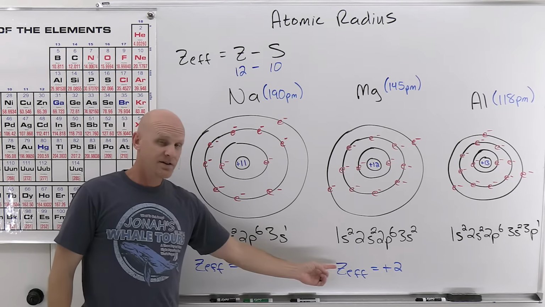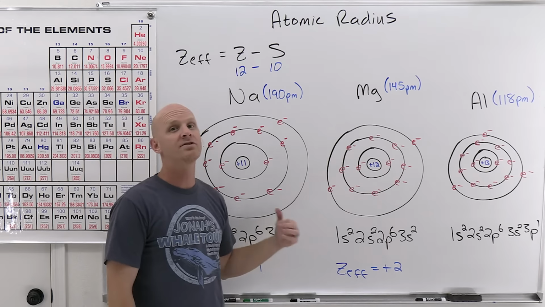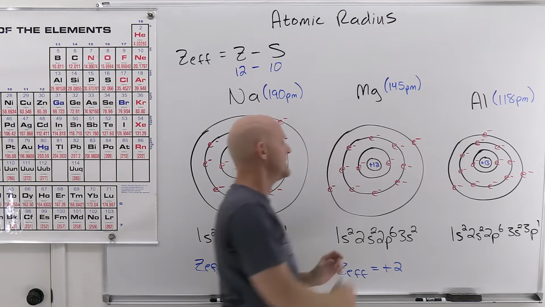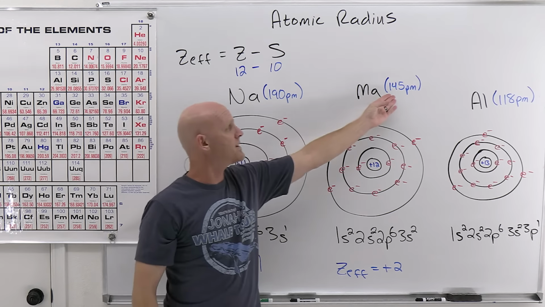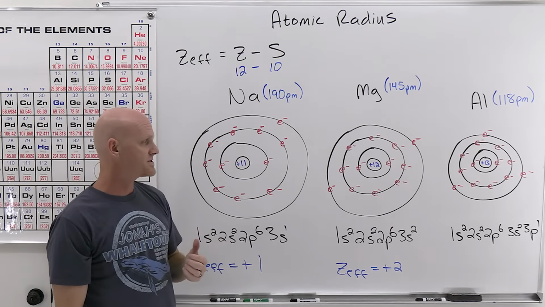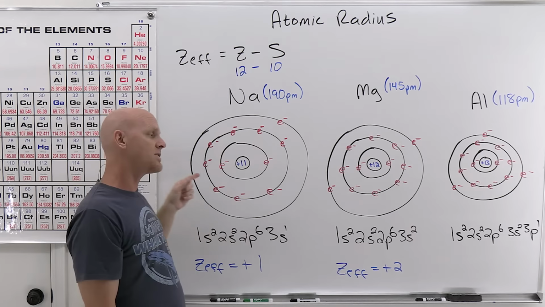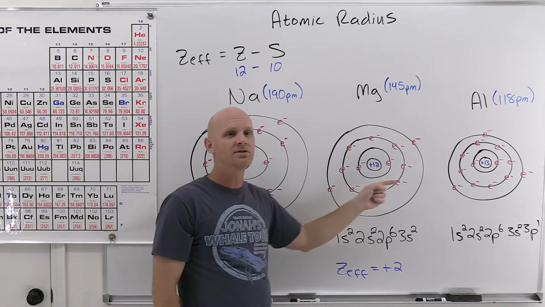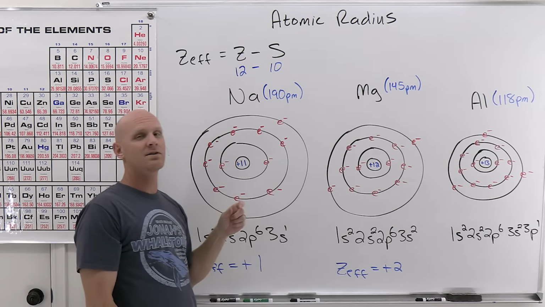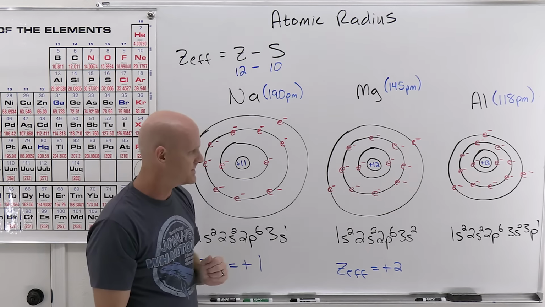And with a higher effective nuclear charge than for sodium, that means that these outermost electrons have a greater overall attraction to the nucleus and are going to get pulled in tighter. And I've drawn it smaller, but also again, we see that 145 picometers is indeed smaller than 190 picometers. And so as atomic radius is increasing to the left, what we're going to find is that effective nuclear charge is increasing to the right, in the opposite direction.